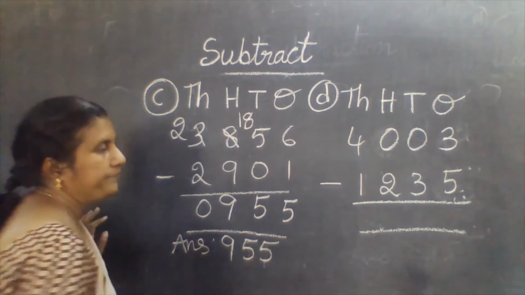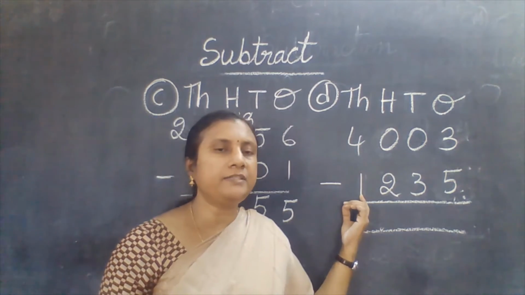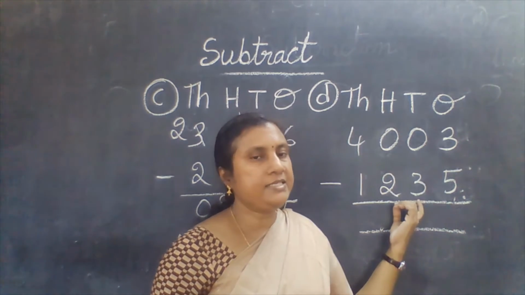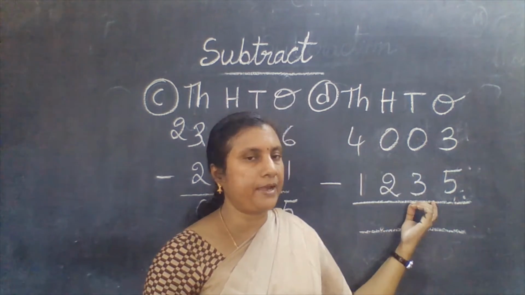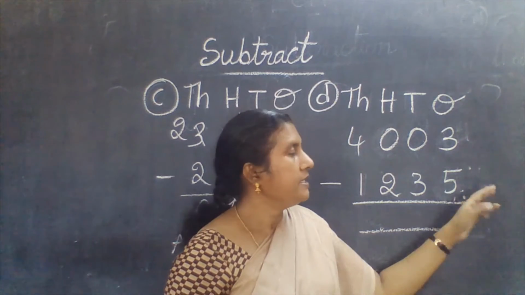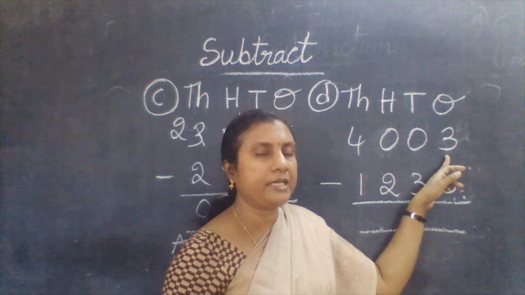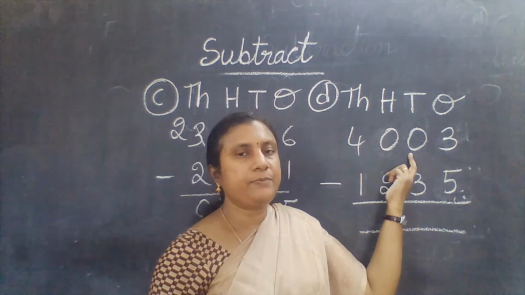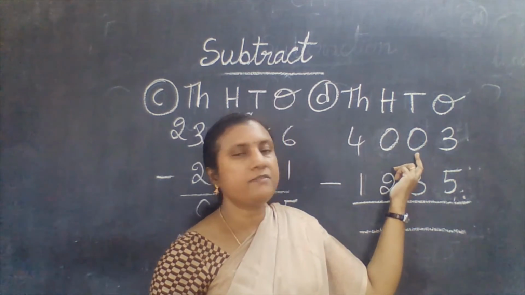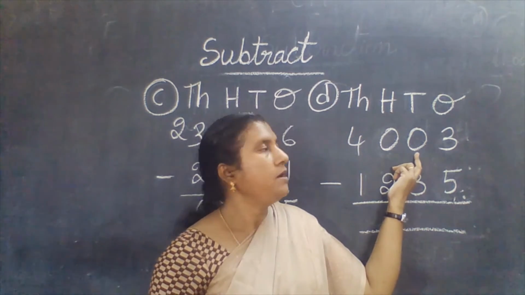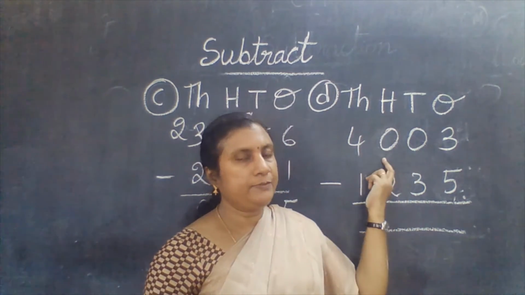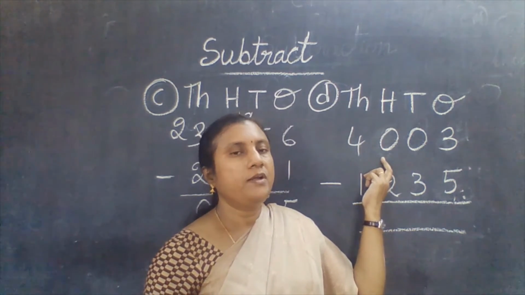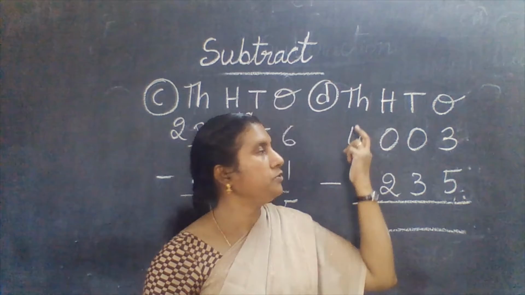955. Here we have 1235 to separate from 4003. Is it possible? Yes, it is lesser than 4003, we can separate. We have to start from ones place. Here we have 5 to separate from 3. Is it possible? No. So we have to borrow from the next place value. See, in tens place we have 0. So we can't borrow from 0. And again we have to jump to hundreds place. Again in hundreds place we have 0. So we can't borrow. So what we have to do is jump to the next place value.